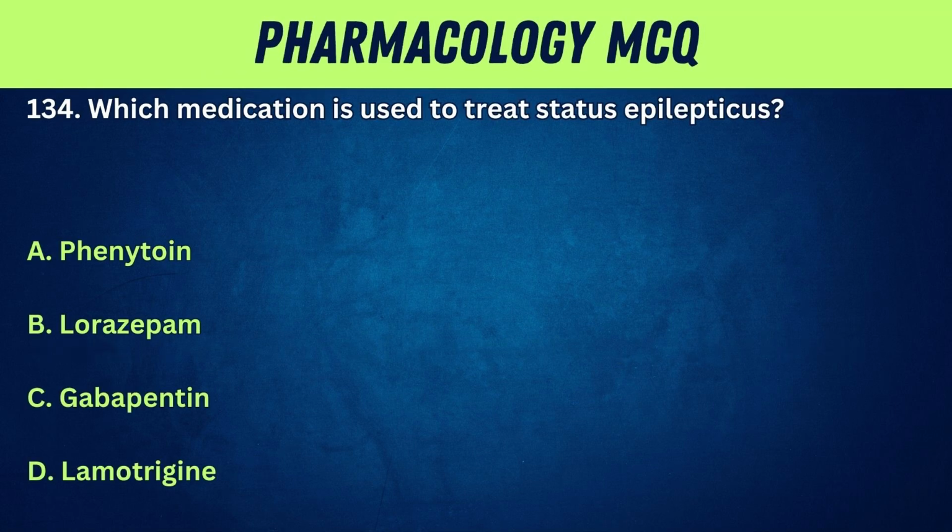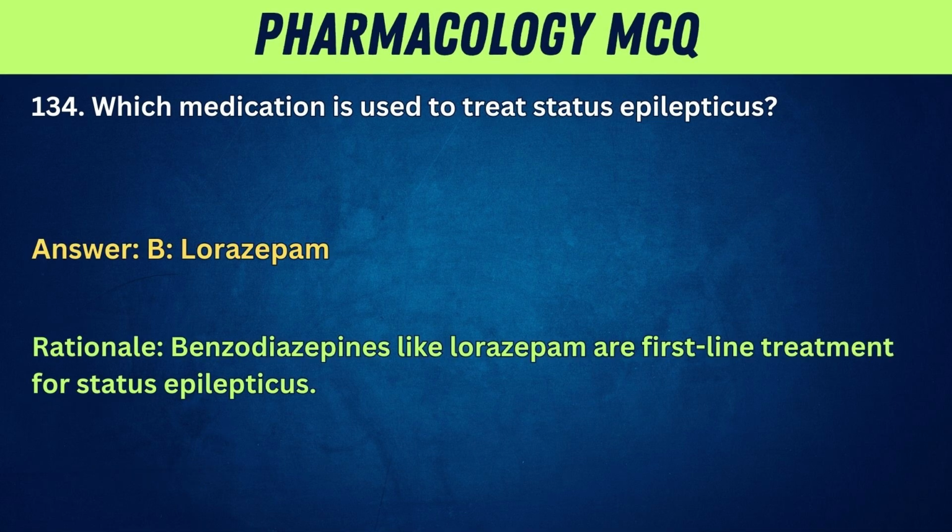134. Which medication is used to treat status epilepticus? A. Fluoxetine. B. Lorazepam. C. Gabapentin. D. Lamotrigine. Answer: B. Lorazepam. Rationale: benzodiazepines like lorazepam are first-line treatment for status epilepticus.